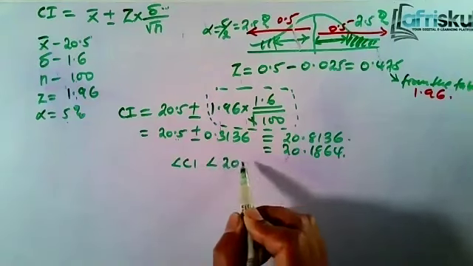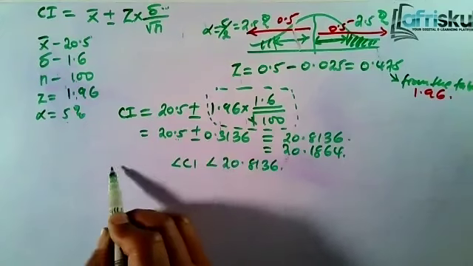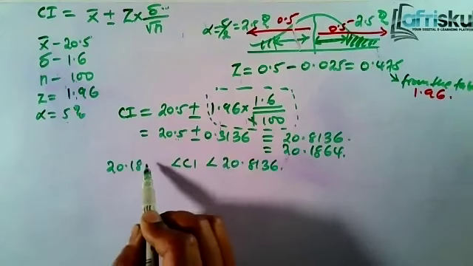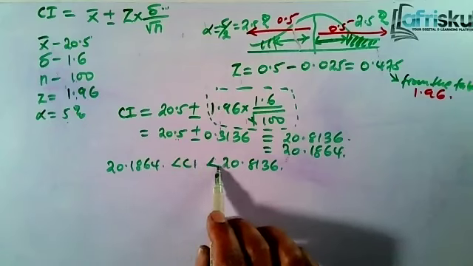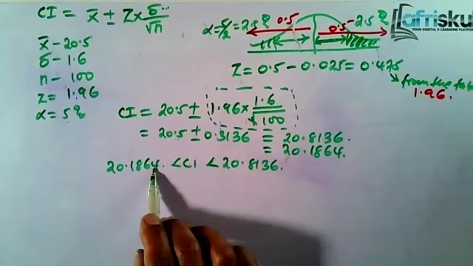It's 20.8136, 20.1864. That's how you show your confidence interval. You're showing the highest and the least there.